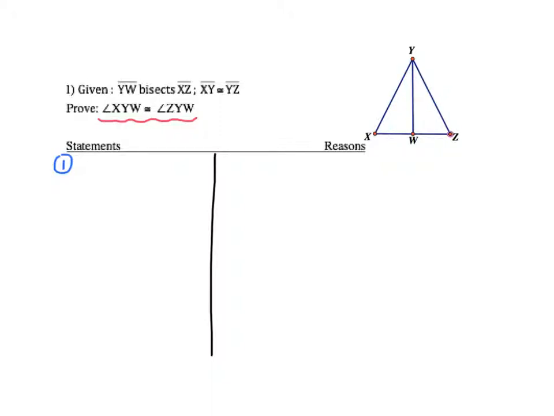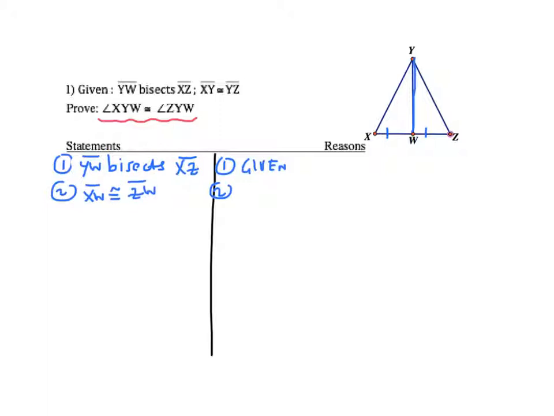We'll start from scratch. We'll say that line segment YW bisects line segment XZ, and that's given to us. So again, think about what that tells you. Line segment YW comes down here, and it bisects this line segment. So it creates two congruent line segments, XW and ZW. And the reason is that's just the definition of bisect. To bisect something means to divide it into two congruent parts.